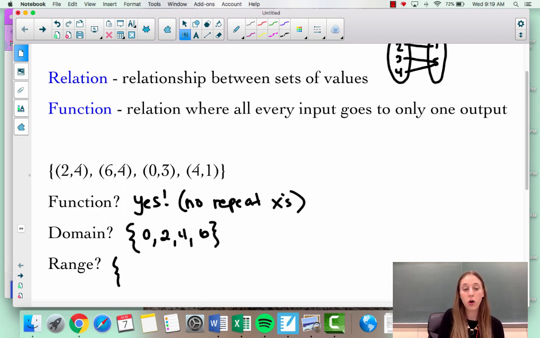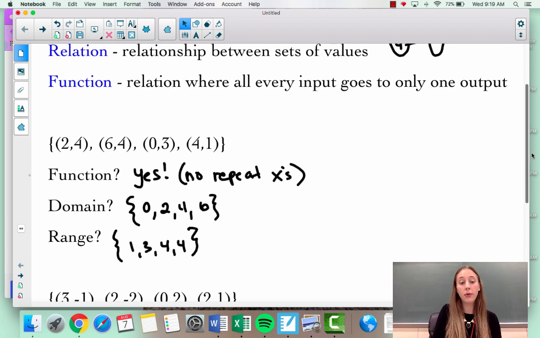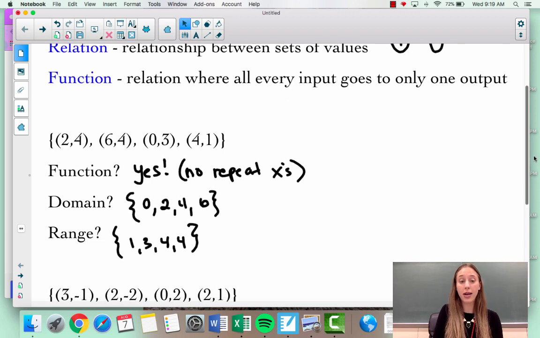The range would be all of the y values. And so my y values would be 1, 3, 4, and 4. And you can write repeats more than once, but you don't have to. So you could just write 1, 3, 4, and that would be perfectly acceptable. All right? So there's how we tell if it's a function, and then we just list the domain and range.